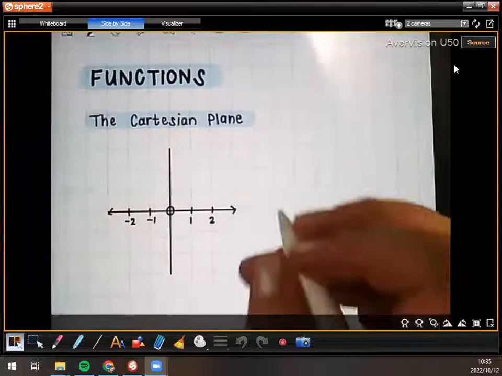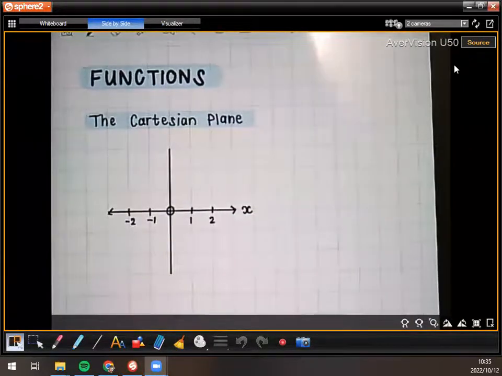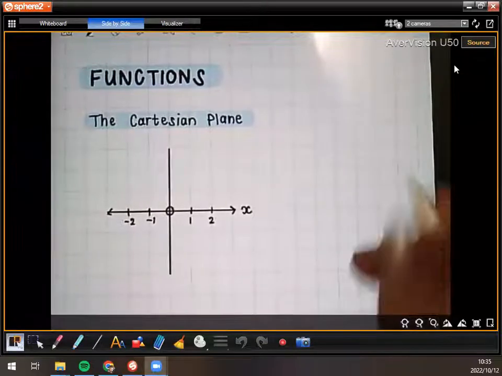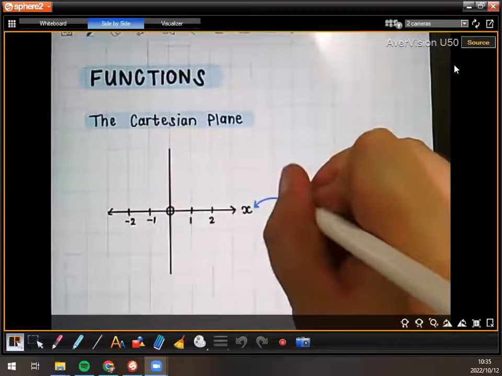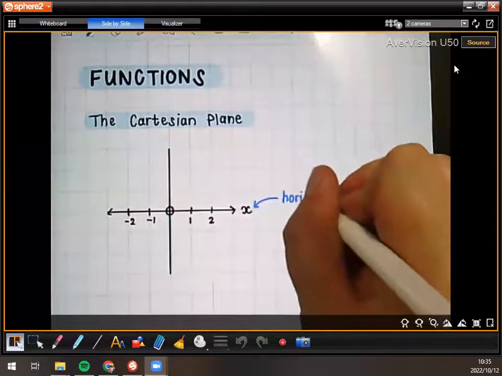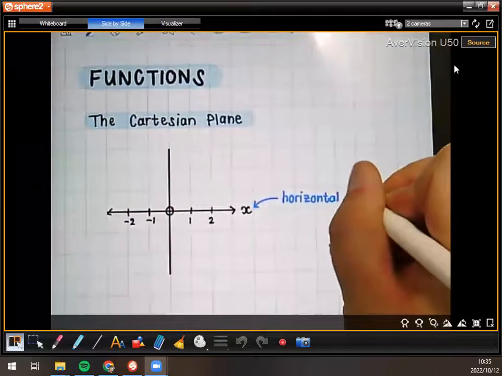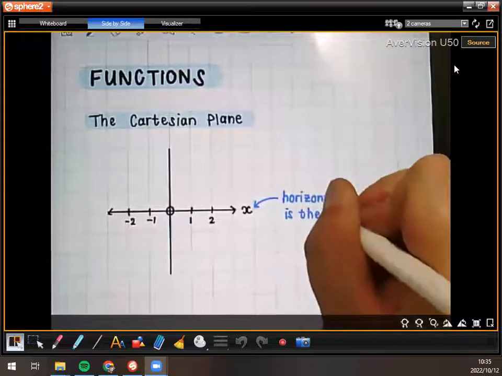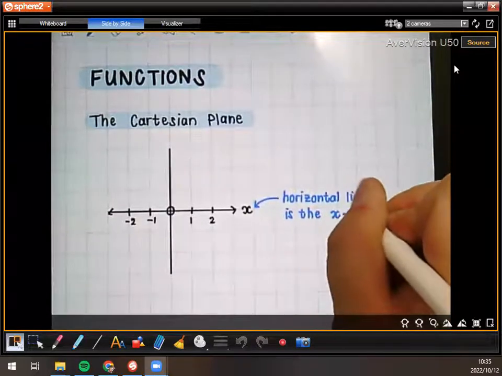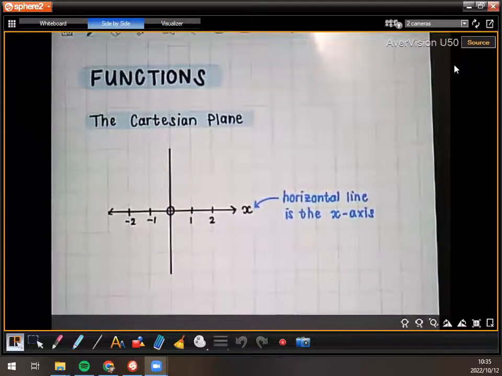Okay, so this guy, the horizontal axis, the horizontal line, we call that the x-axis. So just put an x next to it. And that will never change. The horizontal one is always going to be the x-axis.